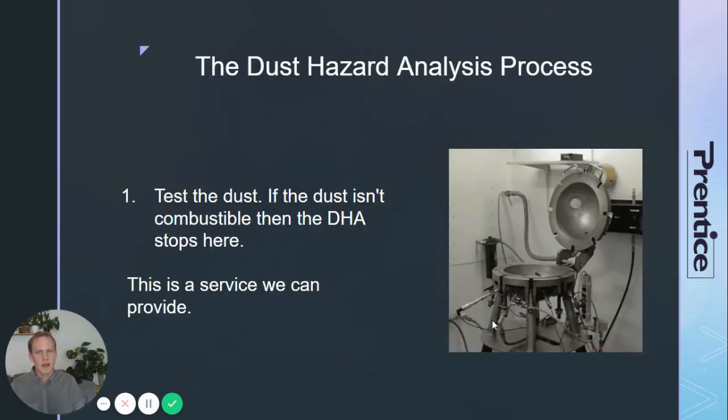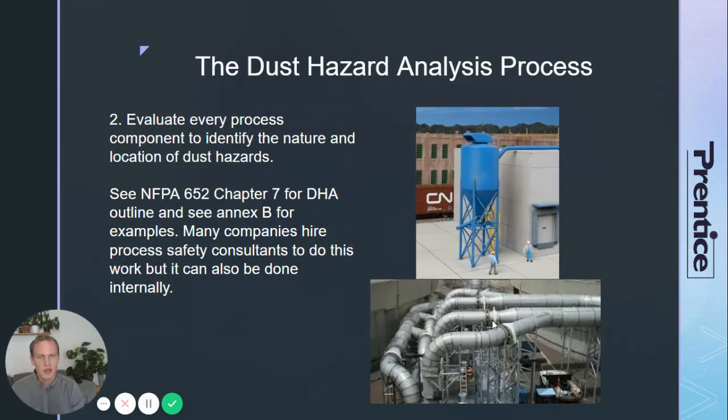So what are the steps in the DHA process? Step number one, you need to test the dust to know if it's combustible. This is a service we offer. We send samples down to the Fike lab in Blue Springs, Missouri. Step two in the DHA, you need to evaluate every process component. That includes big pieces of process equipment like cyclones, but you also need to look at the ductwork that connects those pieces of equipment, because your deflagration could start anywhere and it can travel anywhere that's connected.